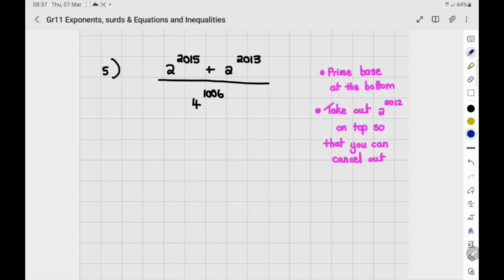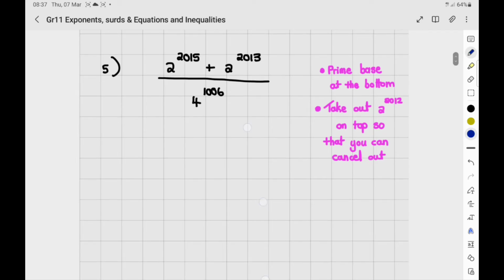All right, with these sums, they will say to you without the use of a calculator. So obviously it's easy to go plonk it into your calculator, but they'll say show your steps without the use of a calculator. So now, always think prime bases. I've got a 2 as a prime base, a 2, and a 4.